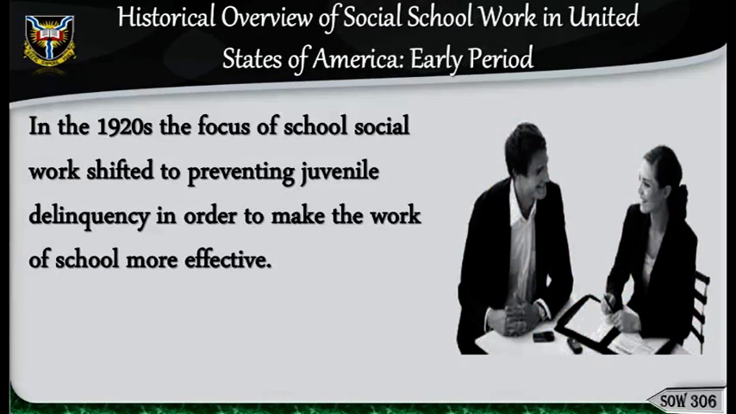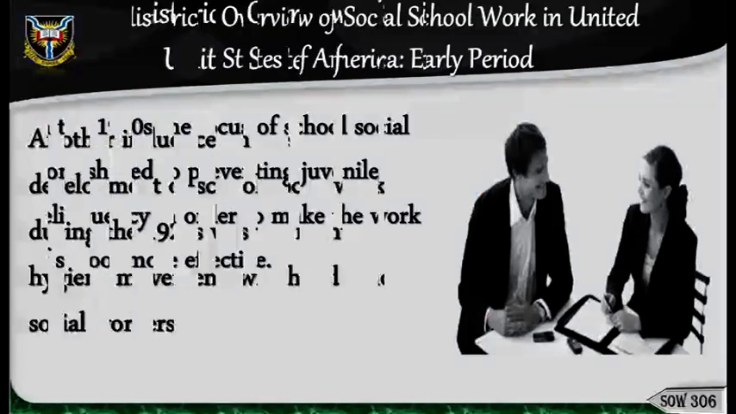In the 1920s, the focus of school social work shifted to preventing juvenile delinquency in order to make the work of school more effective. The Commonwealth Fund, individual boards of education, and the National Association of Visiting Teachers were responsible for establishing many new positions in urban and rural areas in which social workers acted as home school community liaisons.